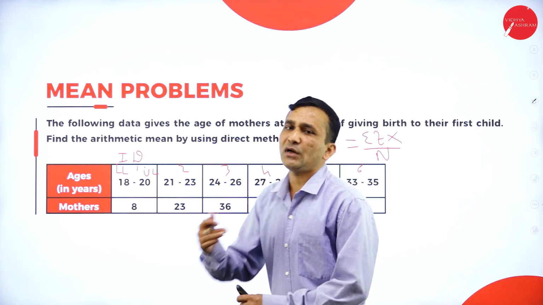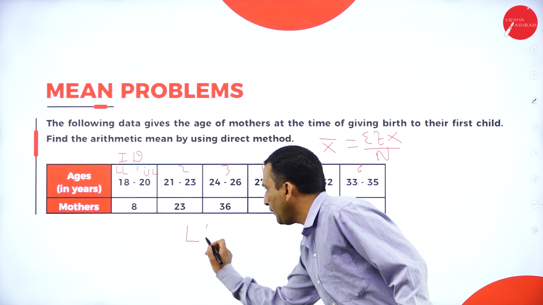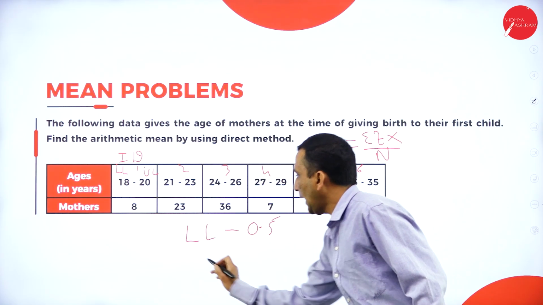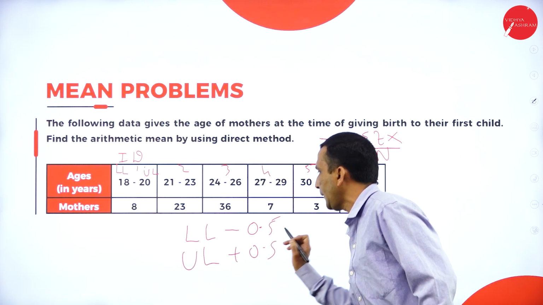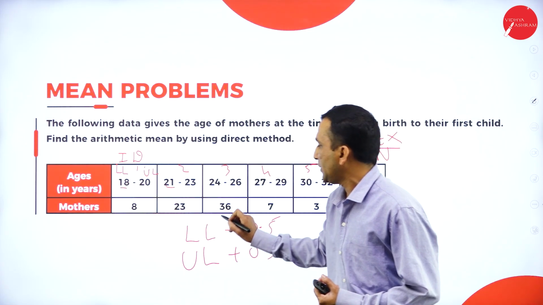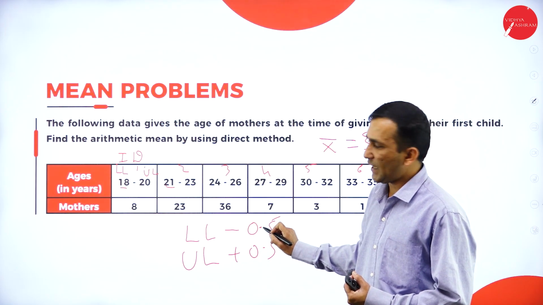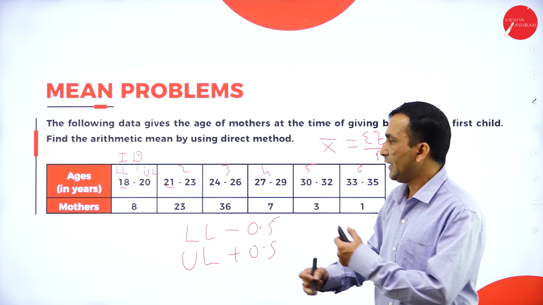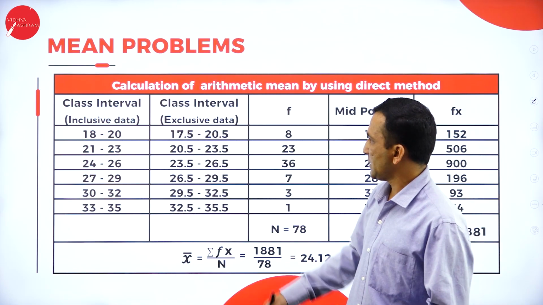So we try to convert. How is the conversion process? From the lower limit you need to subtract 0.5, and to the upper limit we need to add 0.5. If you subtract 0.5 from the lower limit and add 0.5 to the upper limit, then it easily converts to the exclusive method. In the coming slides it will be clear.